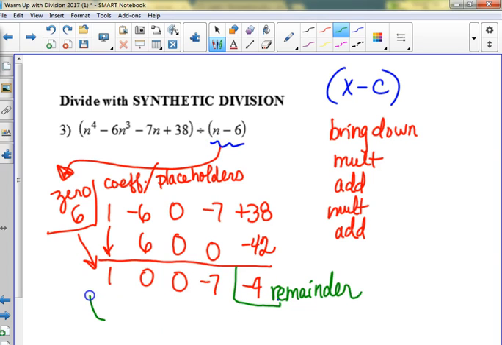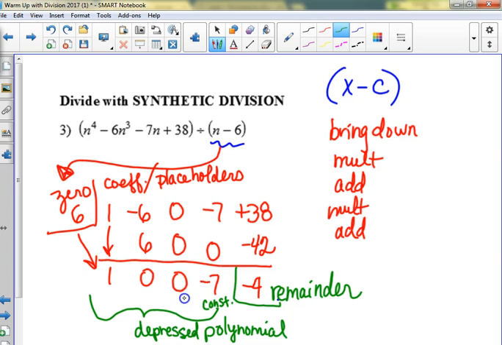I love this term, I don't know why, but this is called the depressed polynomial. It's so sad it was divided into parts. I don't know why it's called the depressed polynomial. And to write the depressed polynomial out as a polynomial again, the last term is constant, and then you go up from that. So this would be the linear term, the quadratic term, etc.